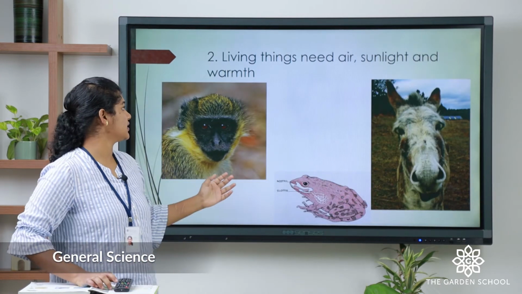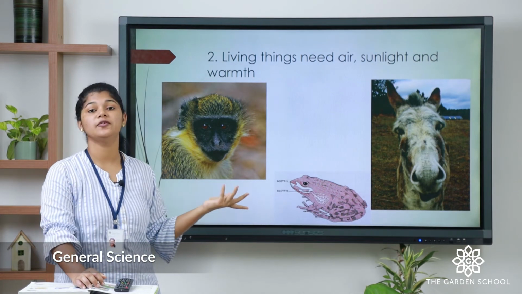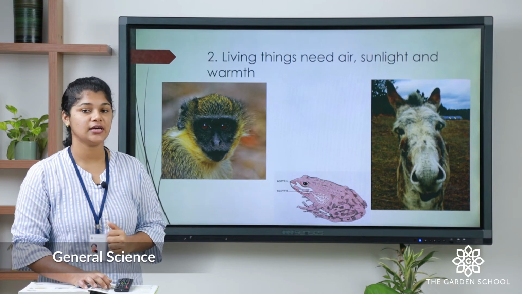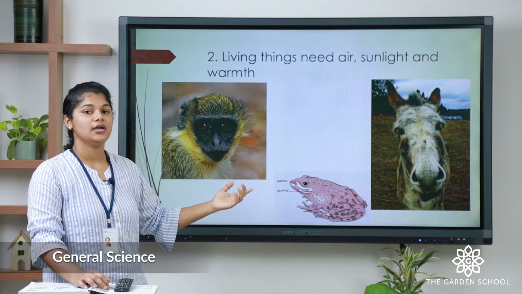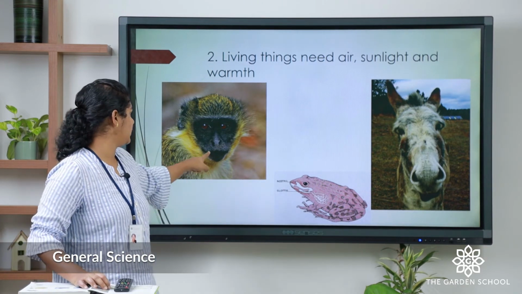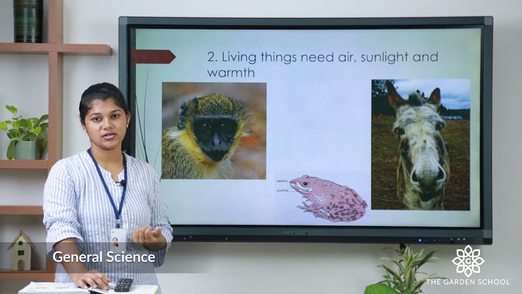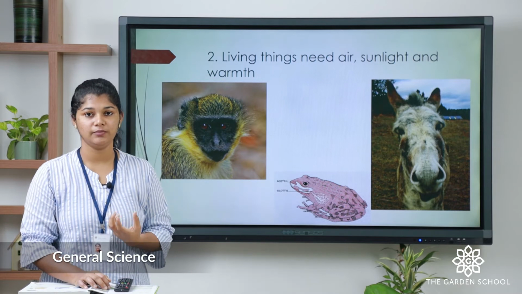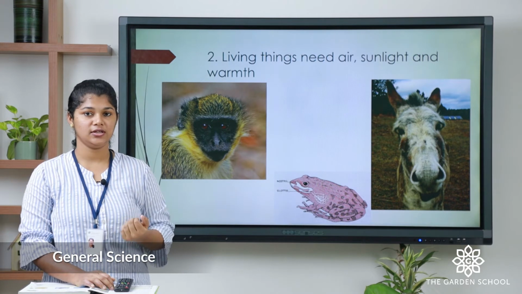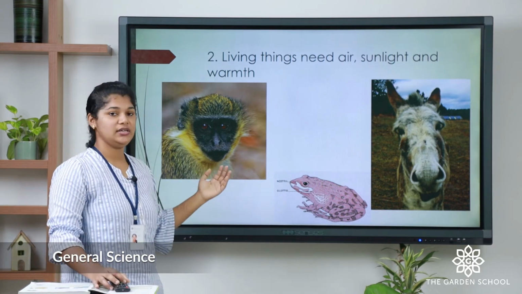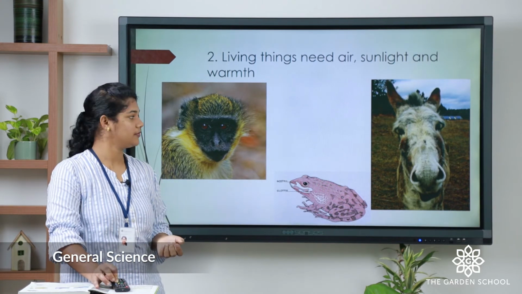Let's move on to the second characteristic: living things need air, sunlight and warmth to live in this world. For example, you can see these animals, the monkey and the horse, have nostrils. With the help of this opening, they are breathing in oxygen. With what part of the body are they taking the oxygen? With the help of the lungs. So all these animals need oxygen, that is air, to live in this world.